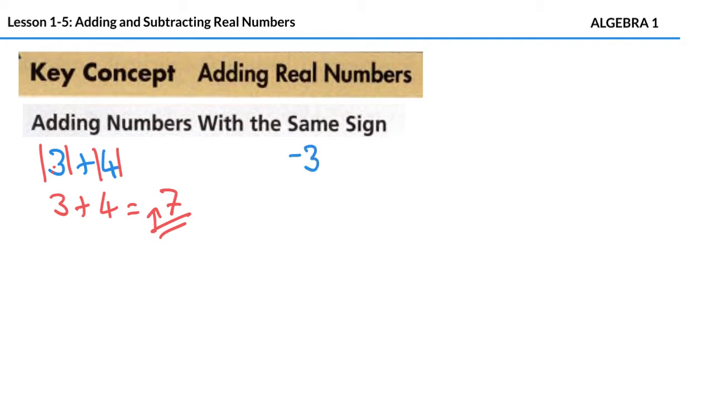Negative 3 plus negative 4. Now over here you are adding two numbers which have the same sign. How do we go about it? What is the absolute value of negative 3? It's 3. And what is the absolute value of negative 4? It's 4. Add them, 7. Now what will be the sign? The sign will be the same as the sign of the addends. So it's going to be negative 7.